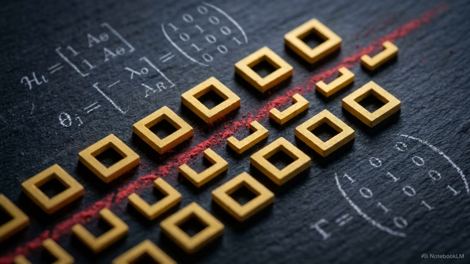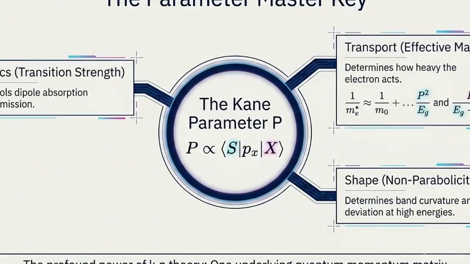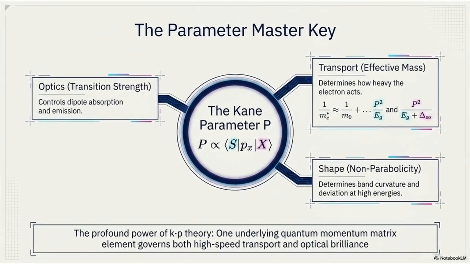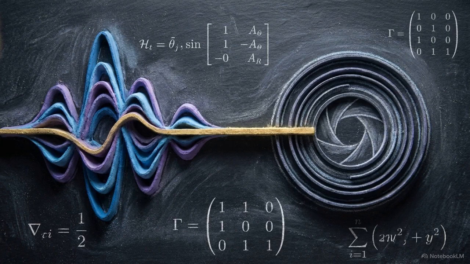We can unify these various behaviors through the Kane parameter P, which is the underlying momentum matrix element governing the system. This single parameter simultaneously dictates the optical transition strength, the transport effective mass, and the limits of non-parabolic deviation. Ultimately, k·p theory is the translation layer proving that macroscopic semiconductor performance is engineered through microscopic quantum perturbations.